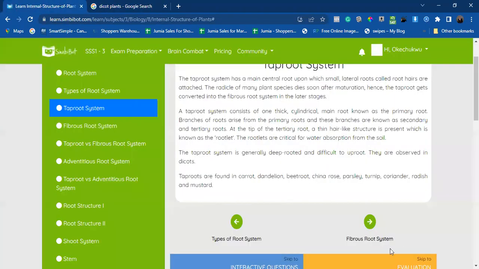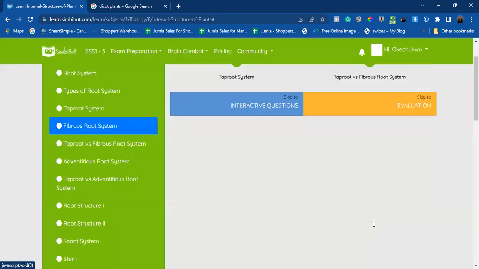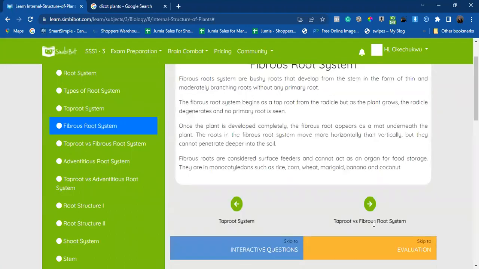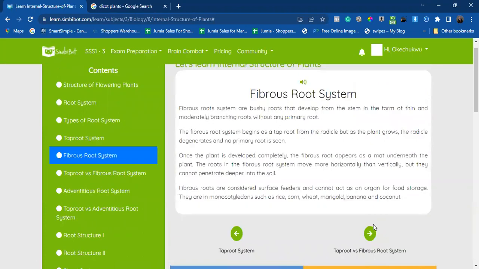Let's go to fibrous roots. They are called fibrous because they are mostly bushy. They are found in monocots. Examples of monocots are seen in major cereals; you can see it in maize, rice, banana, and coconut.